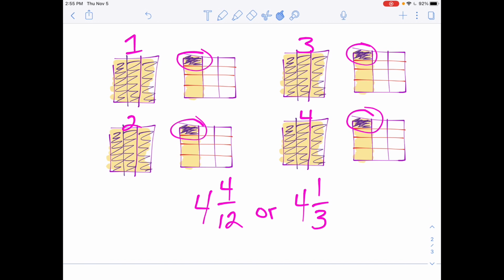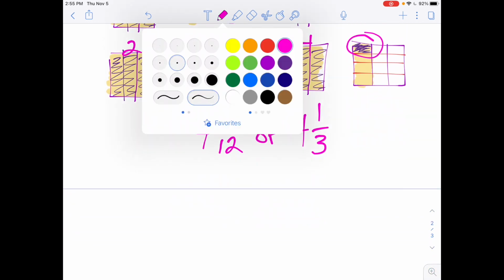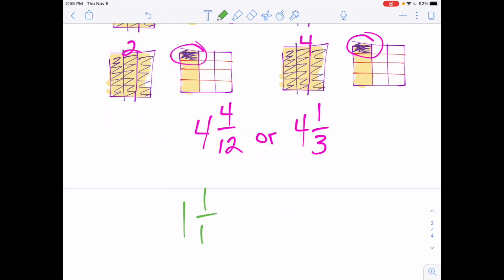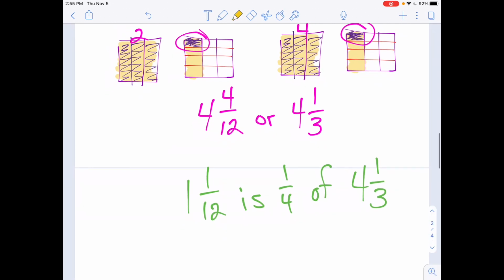Okay, so 1 1/12 is 1/4 of 4 1/3, because if I draw 4 of these, I get this. And I know I need 4 because it's 1/4. So 1 1/12 can't be a fourth of 4 1/3.